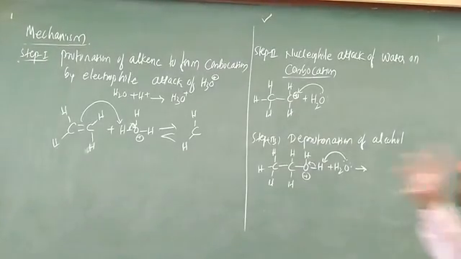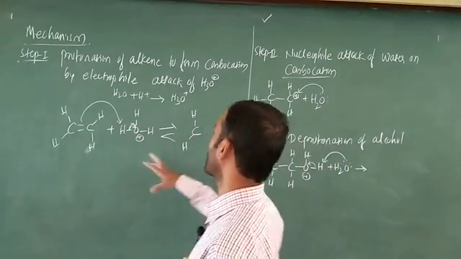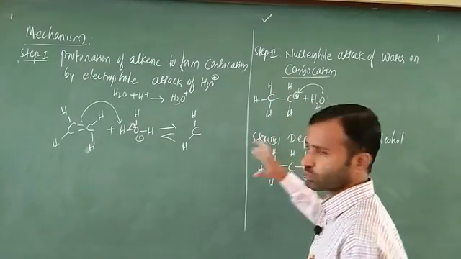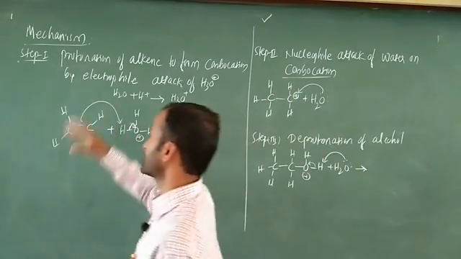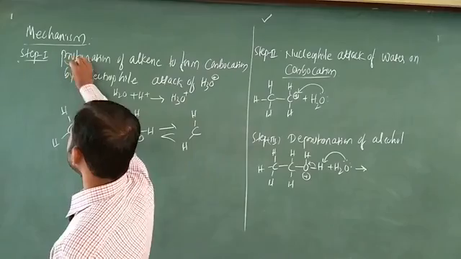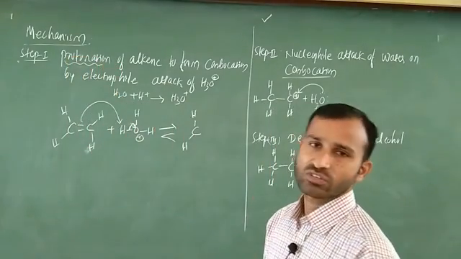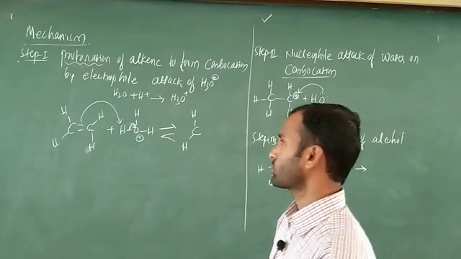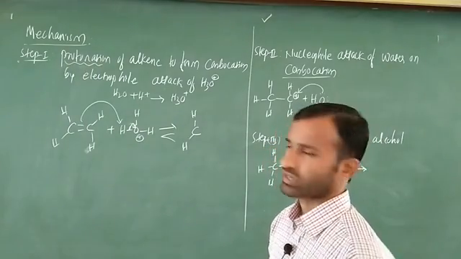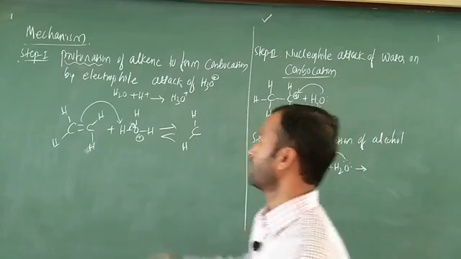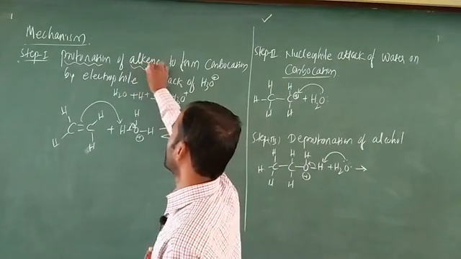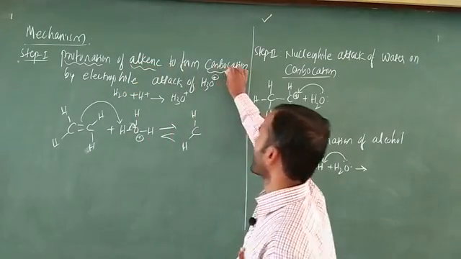Okay friends, here is the mechanism. It has three steps in total. The first step is protonation. Try to understand the meaning of protonation. Protonation means addition of H plus, that indicates protonation. Hydration is different. Protonation of alkene to form a carbocation.